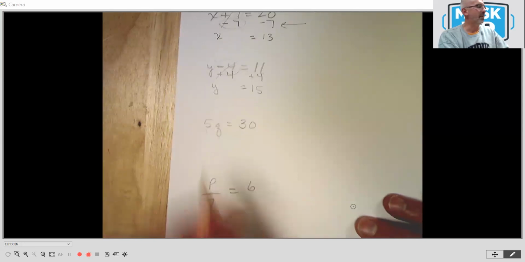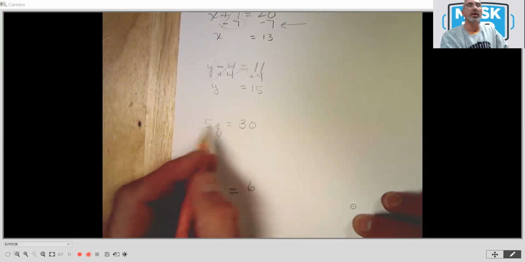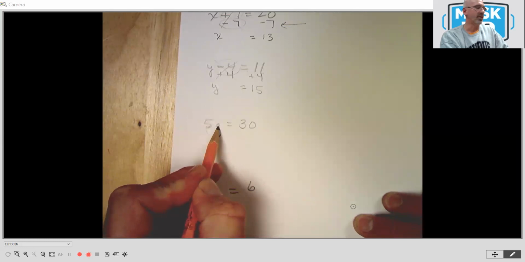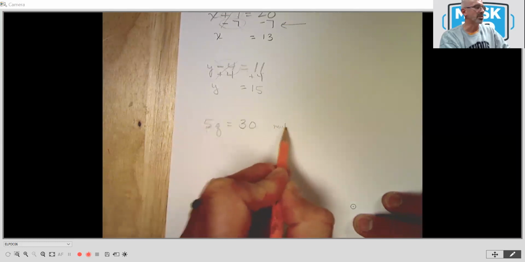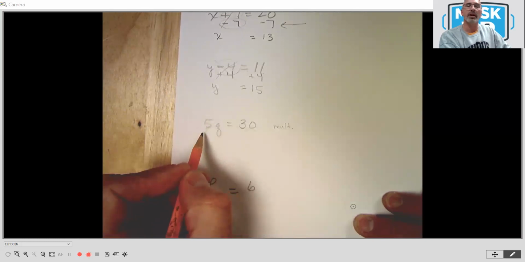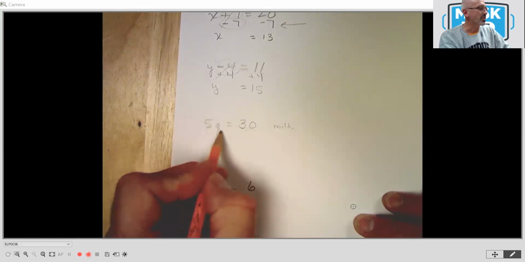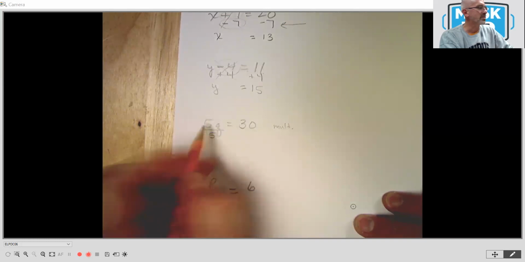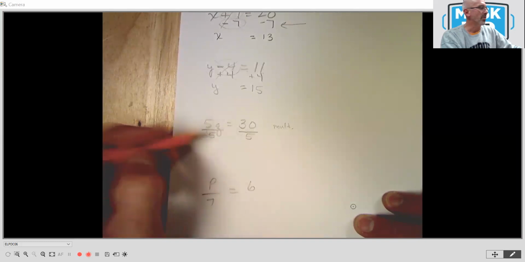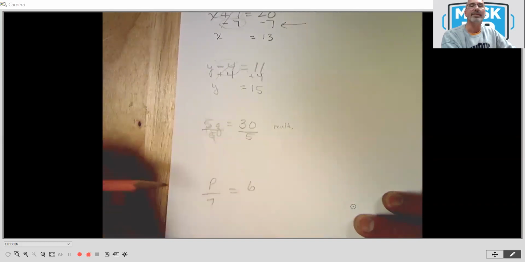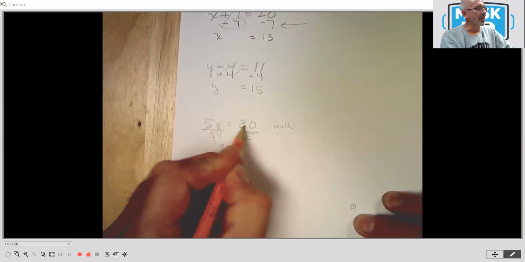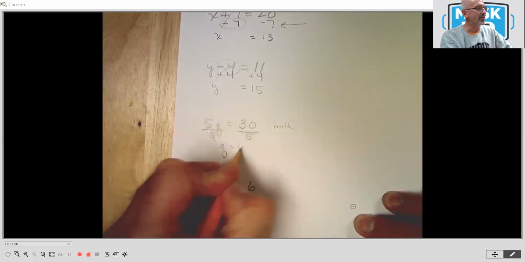Now, 5q equals 30. Just a reminder, when you see a coefficient right next to a variable, that is assumed to be multiplication. Okay. So the inverse of multiplication is division. So we are going to divide both sides by the same number, by that coefficient. So the 5s drop off, they divide off. So I am left with q on the left, and then 30 divided by 5 is 6.